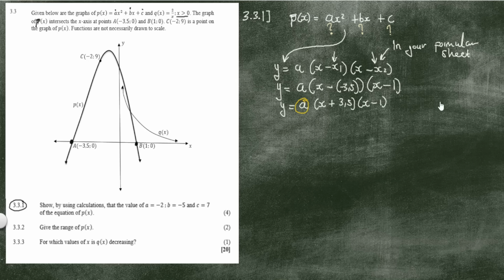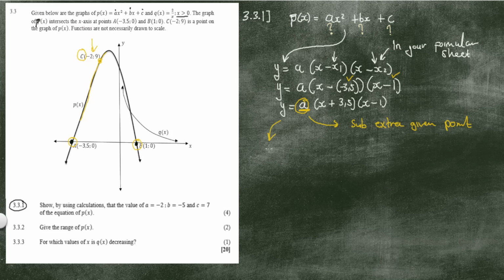And then we have to calculate the value for a, right? So to calculate a, substitute the extra given point. This point C, it's another point that lies on the graph. So A was substituted now. B was substituted as well, right here. To work out what a is, substitute the extra point. Not the x-intercept, but the other point that is given.